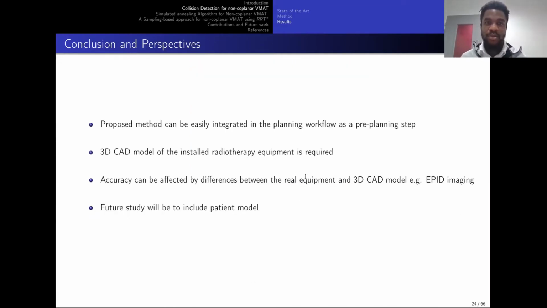So from here, we can conclude that the method that we propose, we can easily integrate it in the pre-planning step of most radiotherapy treatments. So we use the 3D CAD model of the installed radiotherapy equipment. This is required for any treatment center that wants to use this methodology. And we can have problems with the accuracy. For example, if you have some imaging equipment in your 3D CAD model of your radiotherapy equipment, if there are differences between the real equipment and the CAD model, you can have some problems with accuracy.